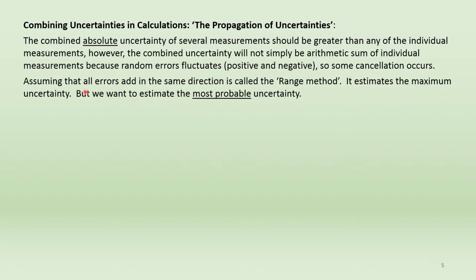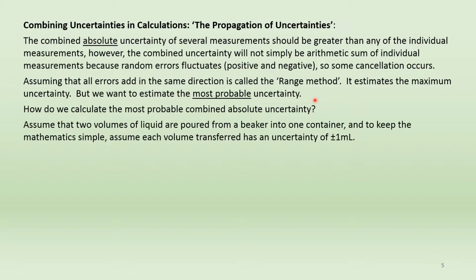Now, assuming that all the errors add in the same direction is called the range method. It estimates the maximum uncertainty. But what we want is an estimate of the most probable uncertainty. So how are we going to calculate the most probable combined absolute uncertainty?